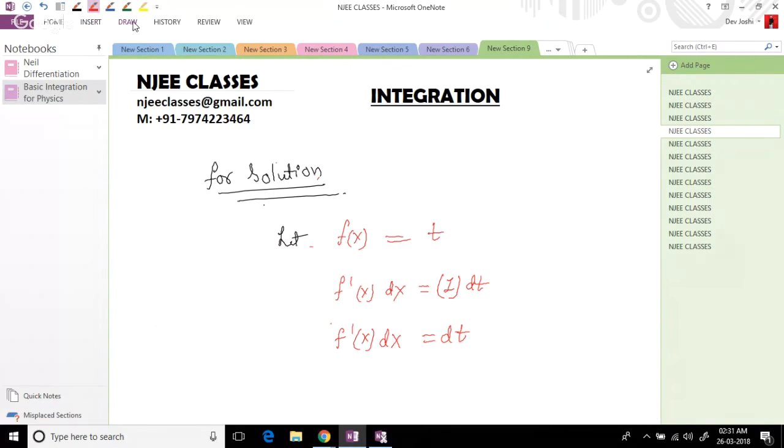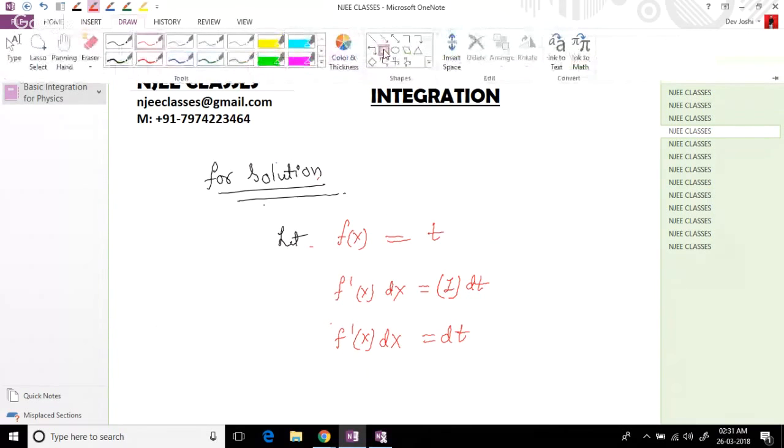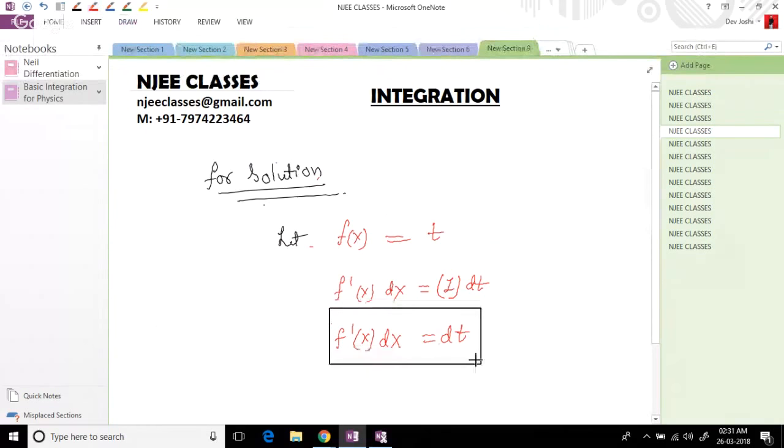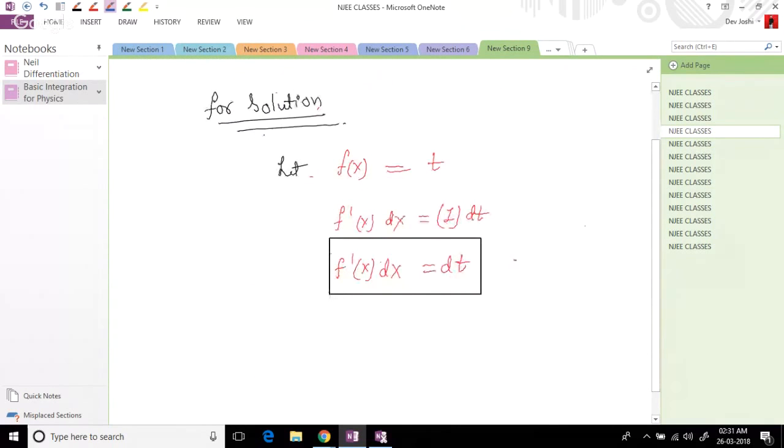This is direct differentiation. What kind of differentiation? Direct differentiation. If you want to learn direct differentiation, just visit the previous slides. I have already explained how to do direct differentiation in a previous video. So what are we having? We are having f x as some other function t, and f dash x dx as dt.